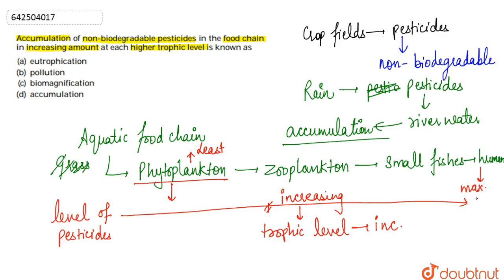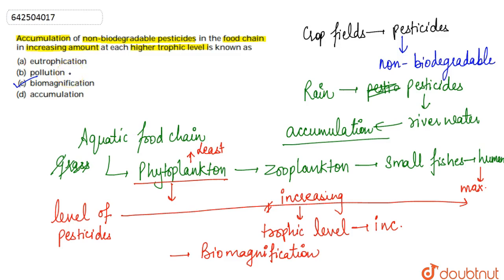This accumulation gets increasing amount at each higher trophic level, and this entire process is known as biomagnification. If you look at the options here, the correct answer is going to be option C, biomagnification.